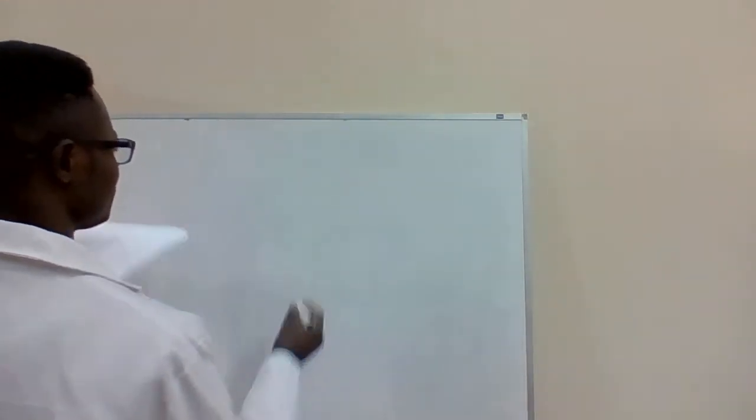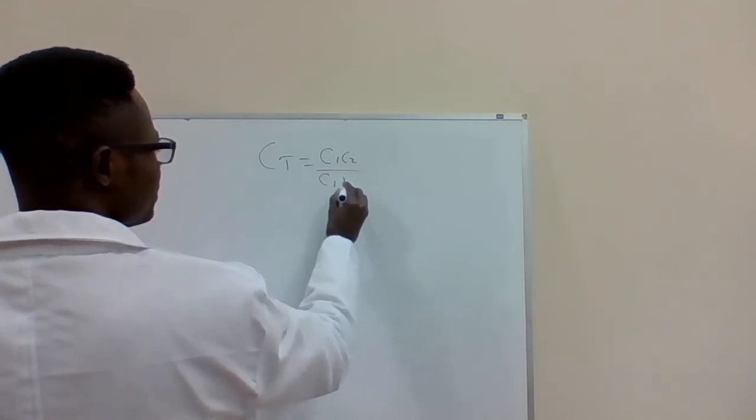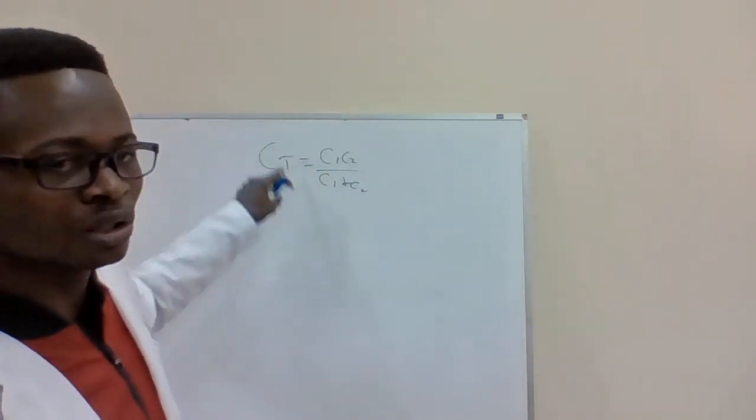So can you differentiate for us the difference between a capacitor and a capacitance? The difference is that a capacitor is a device, while the capacitance is the ability of this device to collect and store electric charge. And we know that the total capacitance is given by C total is equal to C1 C2 over C1 plus C2. So today we are going to be deriving this equation, on how we got to this point.